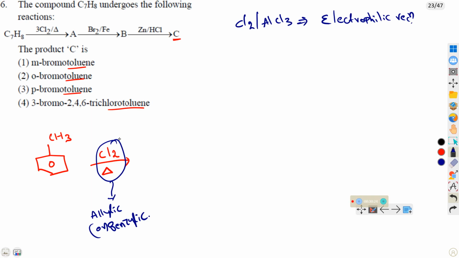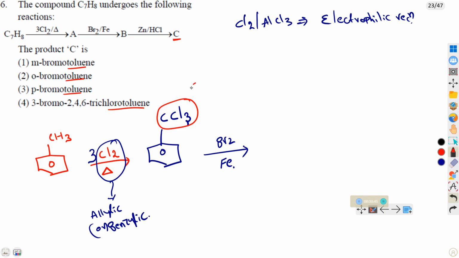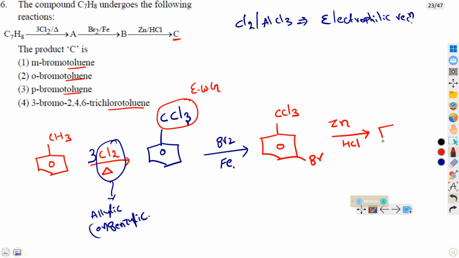How many moles are used? 3 moles. So remove 3 benzylic hydrogen atoms. In that place, substitute chlorine, CCl3. Now CCl3 reacts with Br2 in the presence of iron. Now CCl3 acts as an electron withdrawing group. Electron withdrawing group gives meta product. CCl3 substitutes bromine at the meta position. Now it undergoes reduction with Zn/HCl. Then reduction converts CCl3 to CH3. Meta-bromotoluene. First option correct.